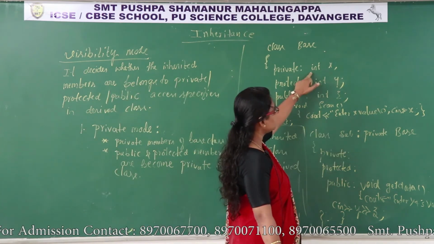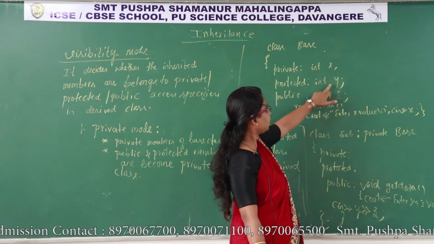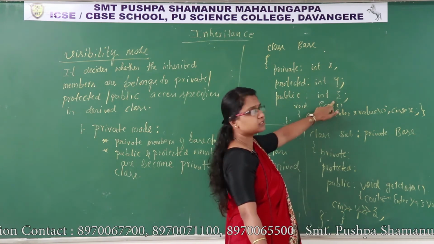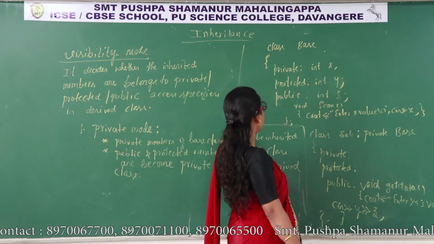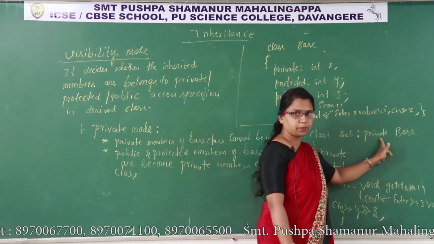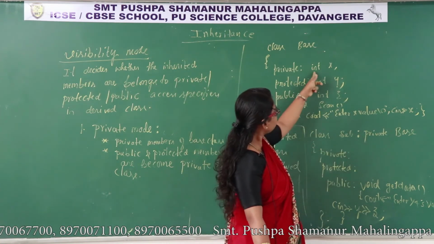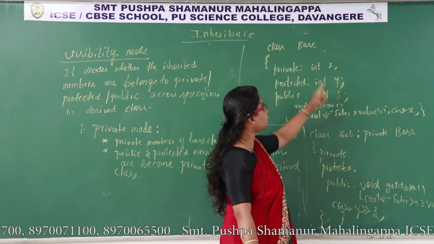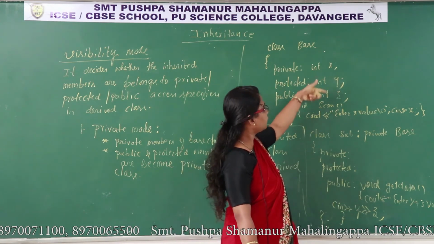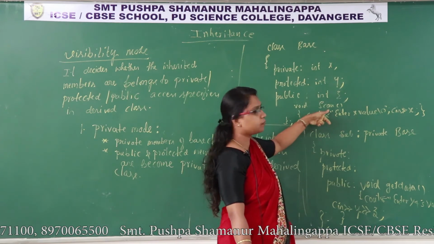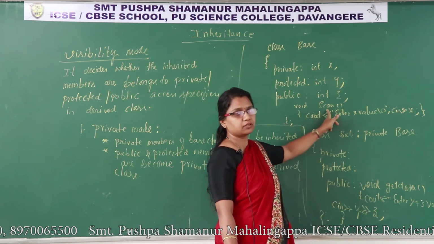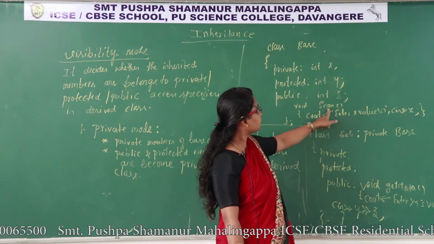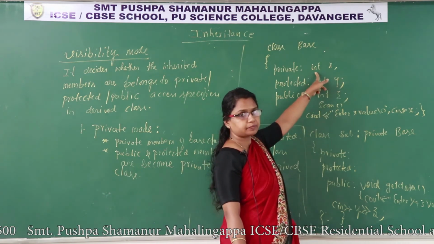See, x is a private data of the base class, y is a protected data and z is a public data. As per the rule, if the visibility mode is private, private members are not inherited. Then how to access private data? Through the member function of this class. Who is the member function? Scan is the member function. This class member function can access a private data.